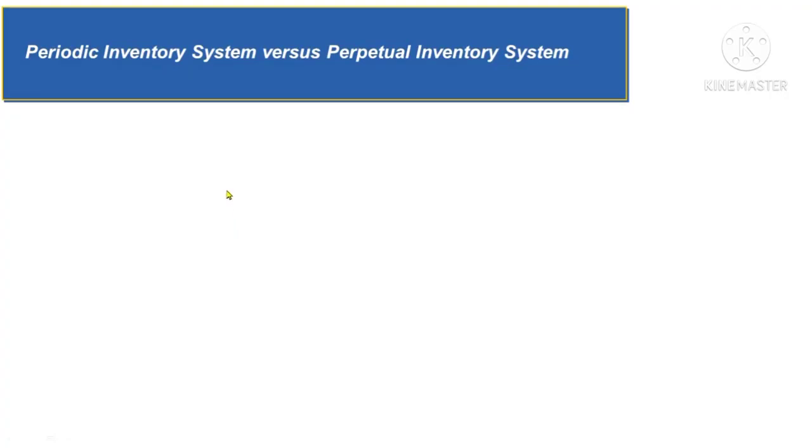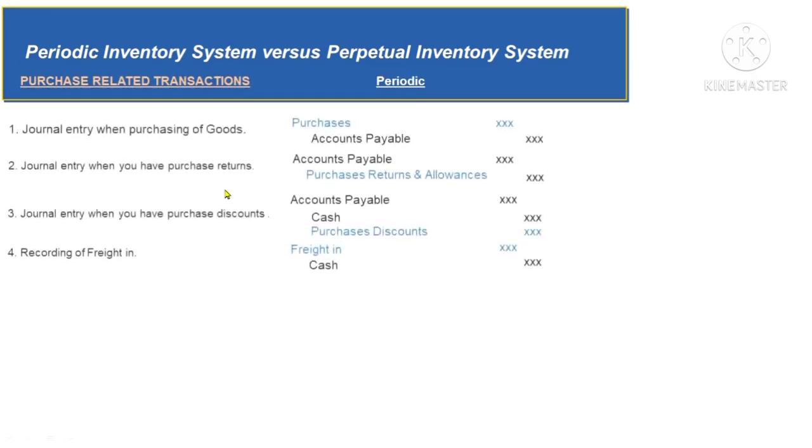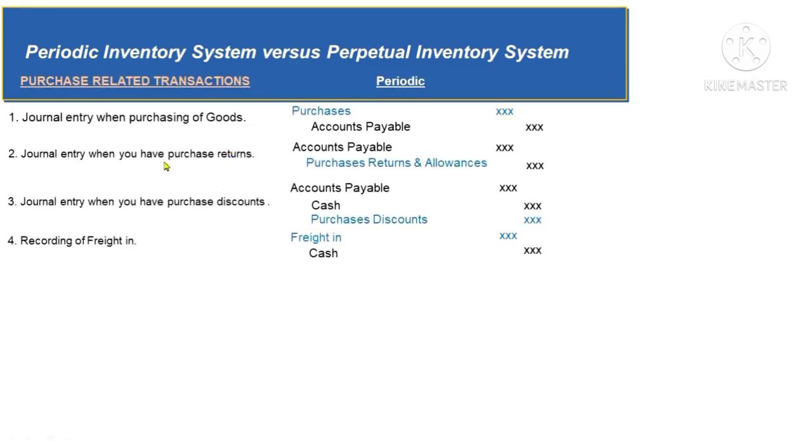So let's start with the periodic system's purchase related transactions. So we have entries for purchases, purchase returns and allowances, purchase discounts, and freight in here. I know that you're already familiar with these entries because they have already been discussed in the second episode of this series, if I'm not mistaken. Anyway, under the perpetual inventory method, the entries for these transactions are: first, in the purchases transaction, instead of debiting purchases under the perpetual inventory system, the account to be debited is the account merchandise inventory.